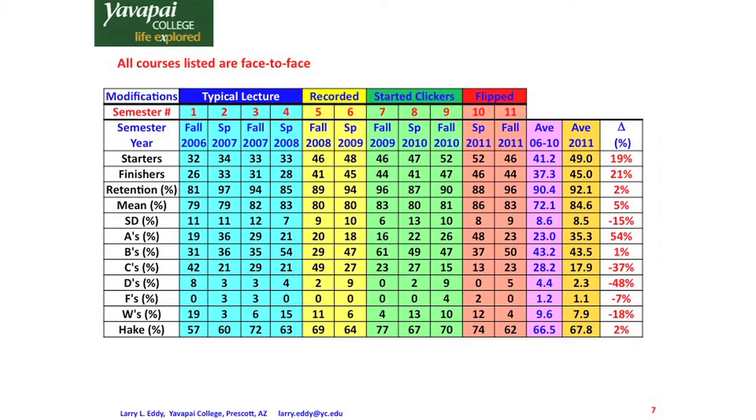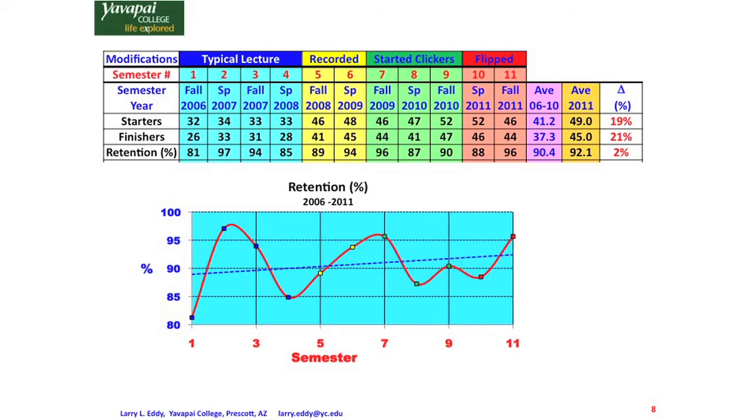And so I went back 6 years and looked at all my grades. I was doing pretty much a typical lecture the first year I started teaching this particular class. And then I started recording the videos using Tegrity, and I think that helped some. Then I started using clickers in the fall of 2009, and then I flipped it in spring of 2011. There's a lot of numbers there. If you look at the retention, it varies a lot from semester to semester, but it is trending upward.